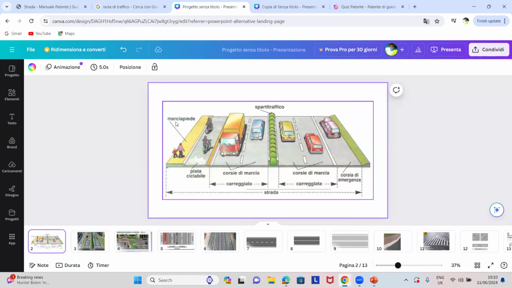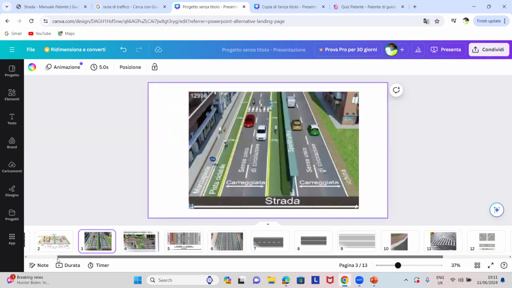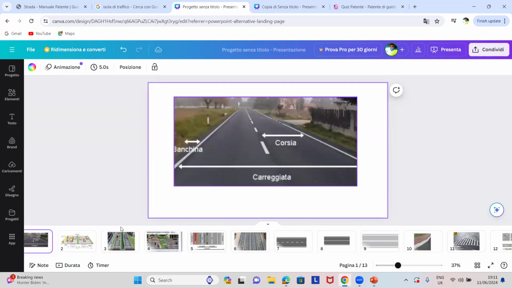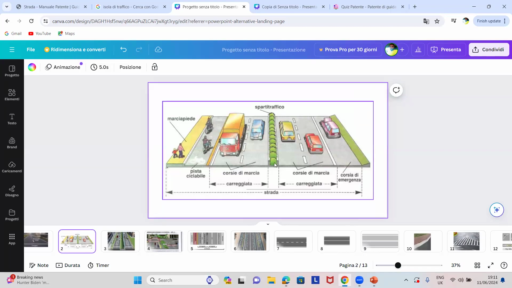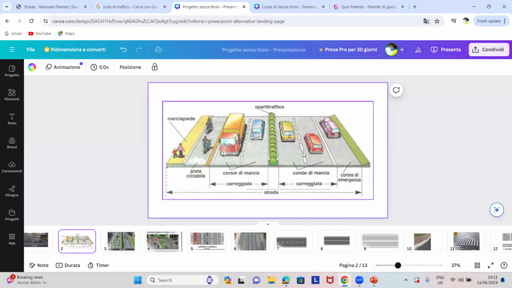Now, guys, watch. Strada, like we said, everything you see inside here is called a strada. Now, as you can see inside strada, we have marciapiede, we have pista ciclabile, we have carreggiata, we have corsia di emergenza. Is it clear now? Now let's go further again. Now, remember, strada is everything you see inside. Now don't forget, strada is everything you see inside.